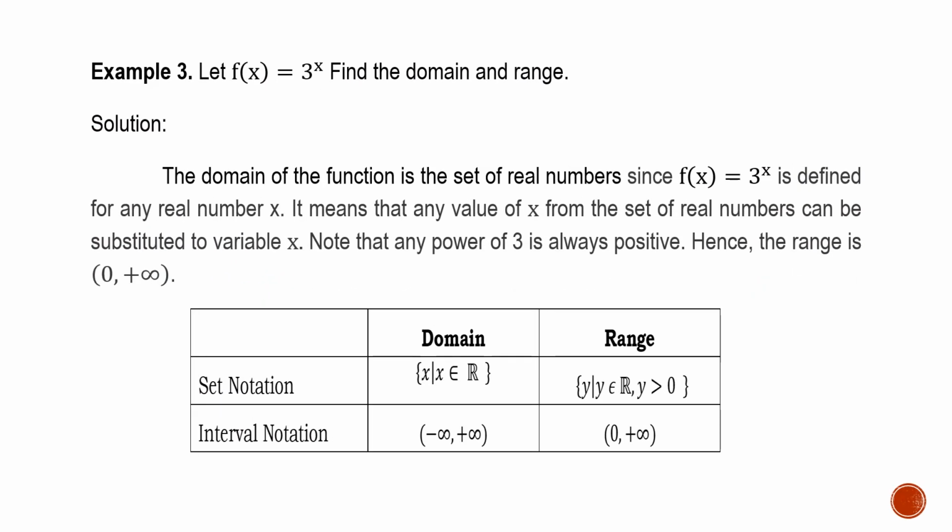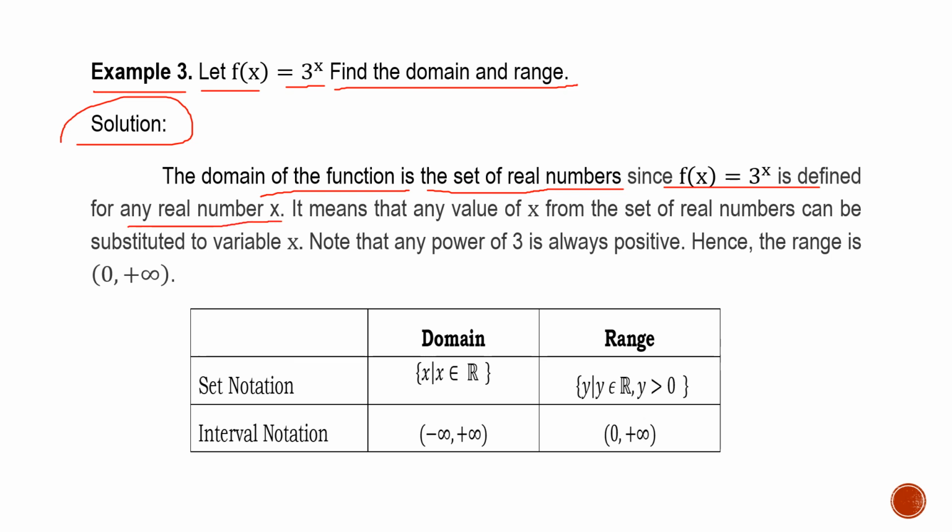In your example number 3, let f of x is equal to 3 raised to x, and we're asked to find the domain and range. For the solution, the domain of a function is the set of real numbers, since f of x is equal to 3 raised to x is defined for any real number x. It's automatic once you're dealing with an exponential function that your domain is the set of all real numbers. Why? Because it will start from negative infinity to positive infinity, including 0.